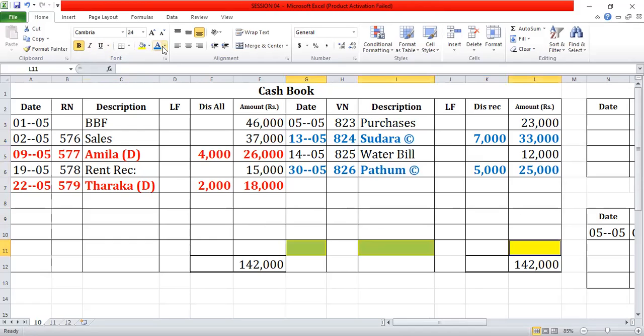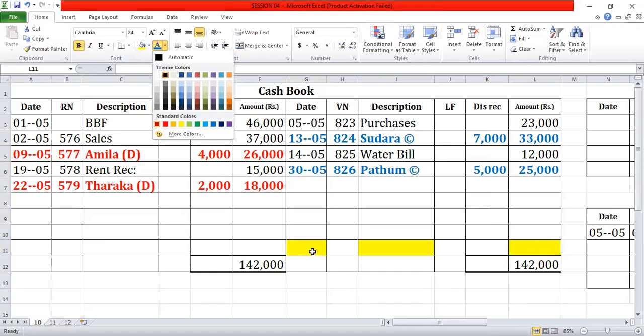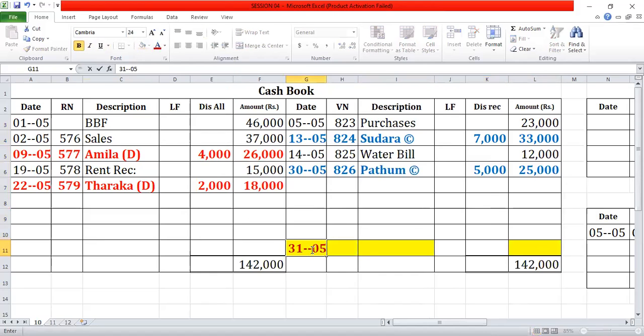Balance, 31st of May. Balance carried down: 142,000 minus 93,000. Balance carried down is 49,000. Highlight the date and BCD 49,000 in the amount. Do not do anything for discounts allowed and discounts received.